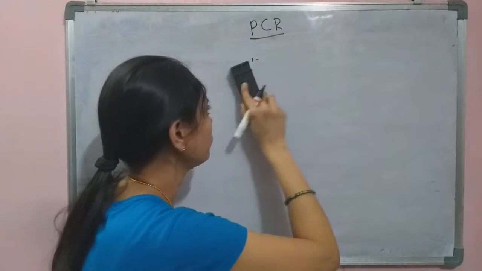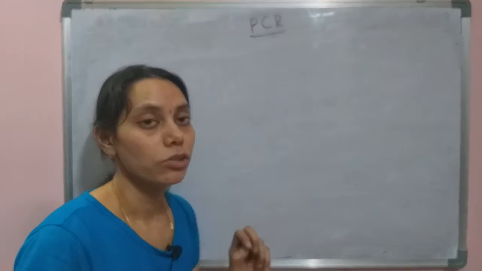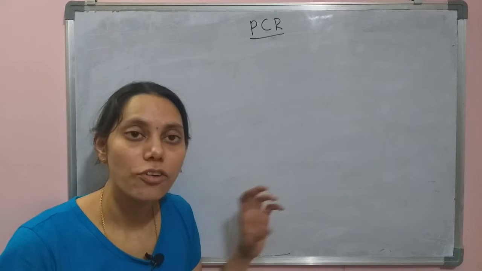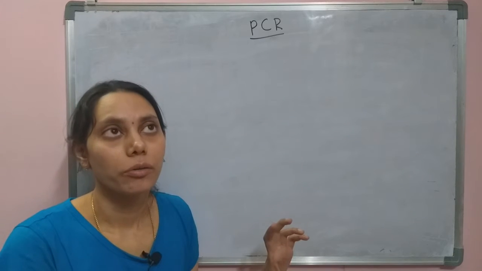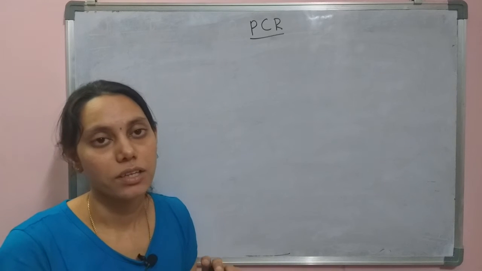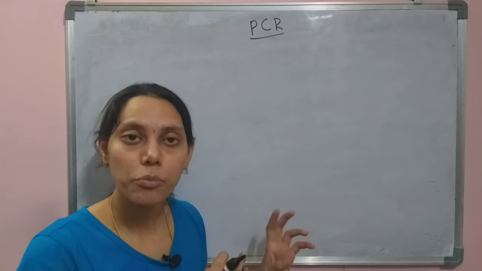And in this reaction, what we need to do, instead of providing all these requirements, generally we employ temperature cycles. So the PCR machine acts like a thermocycler.